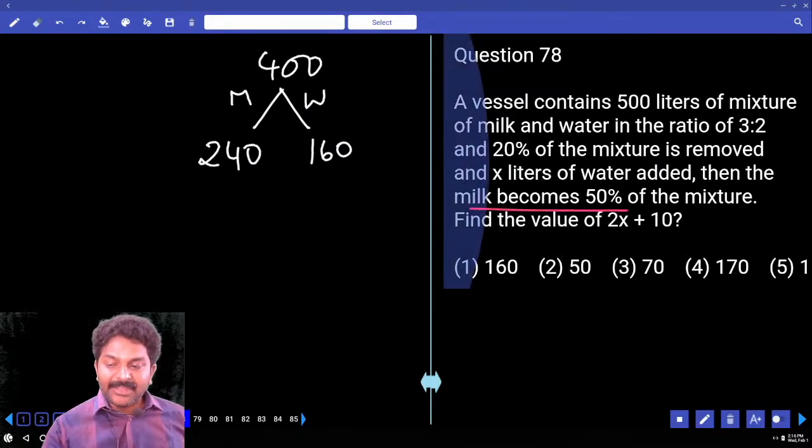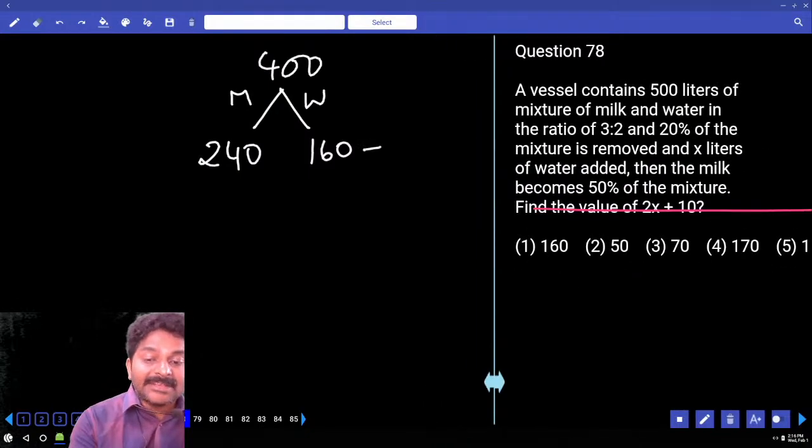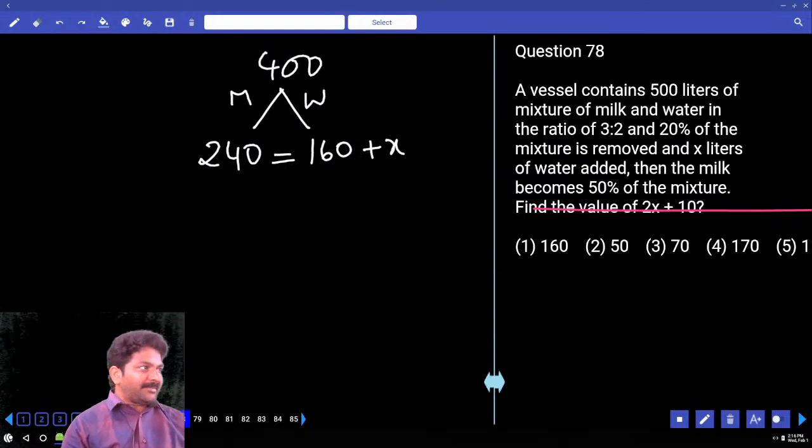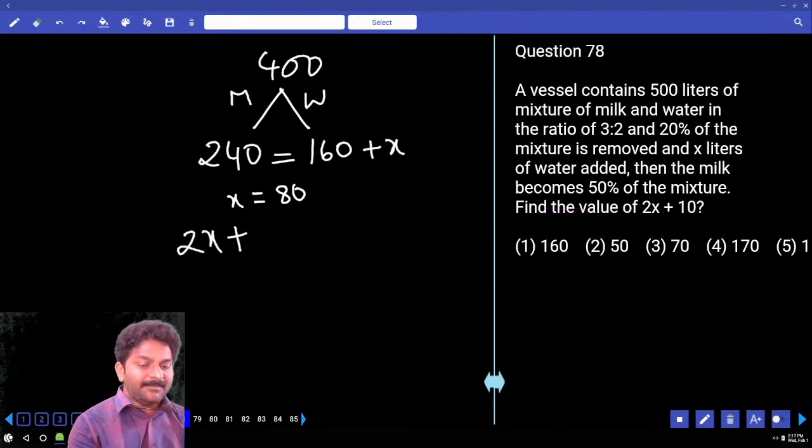And X liters of water is added, then milk becomes 50% of the mixture. If milk is 50%, water is also 50%. That means they both are equal quantities, correct? So after adding X liters of water, they both become equal, 50% and 50%. From this, X is equal to 80. Now the question is about the value of 2X, 160 plus 10, 170.